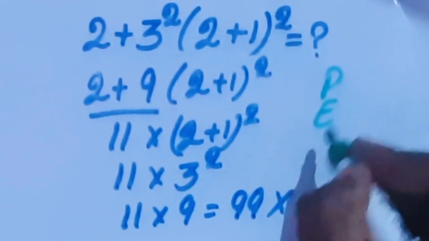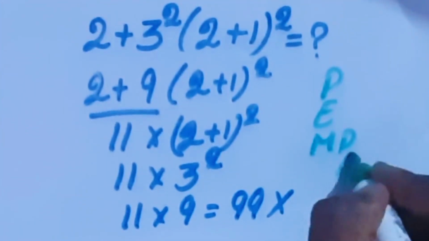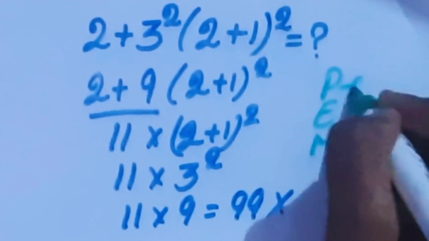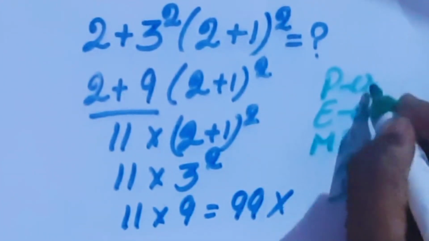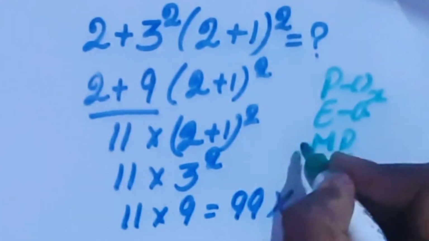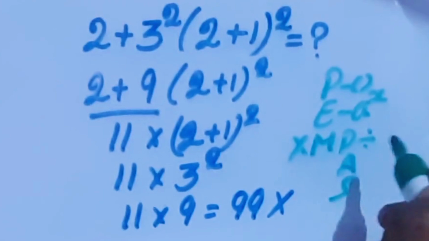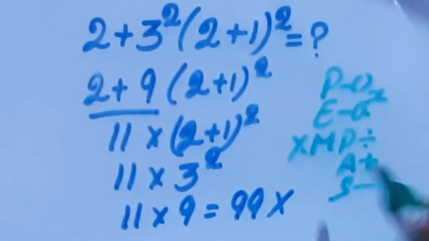Here we are going to introduce this PEMDAS rule from order of operation to solve this problem in the correct order. This is the bracket, higher priority. This is exponent. M stands for multiplication, D stands for division, A stands for addition, A stands for subtraction.